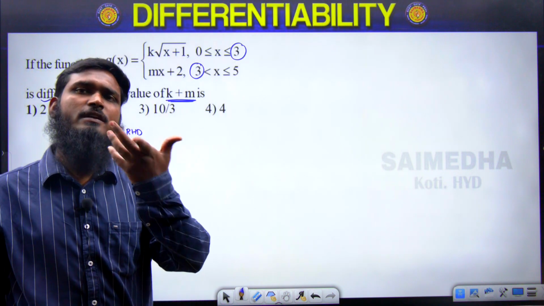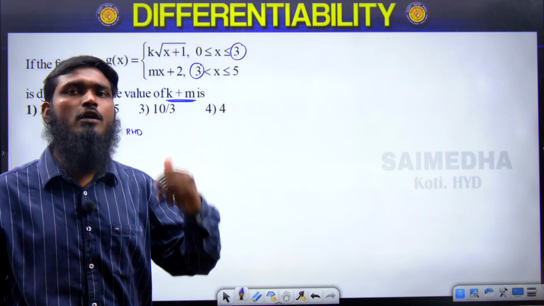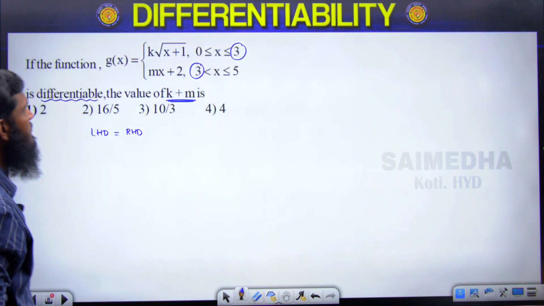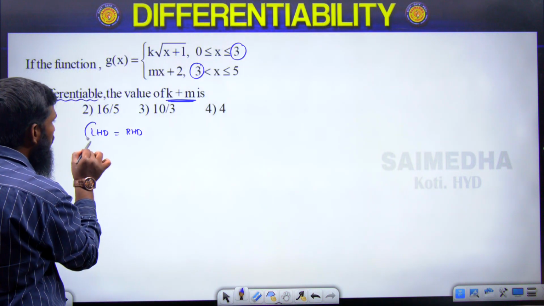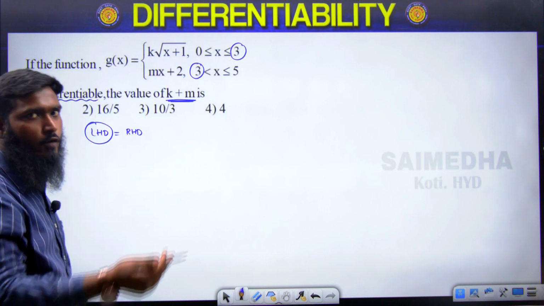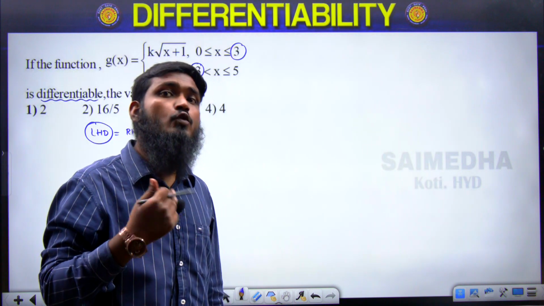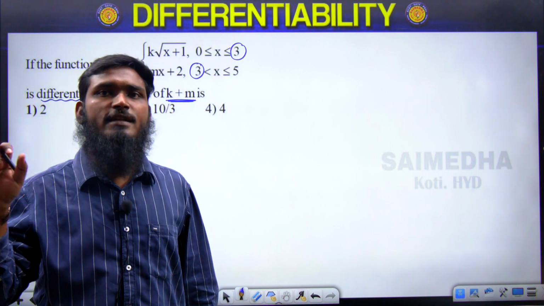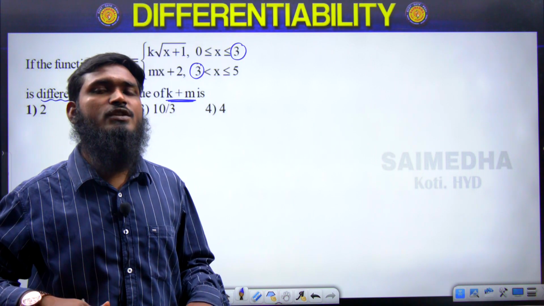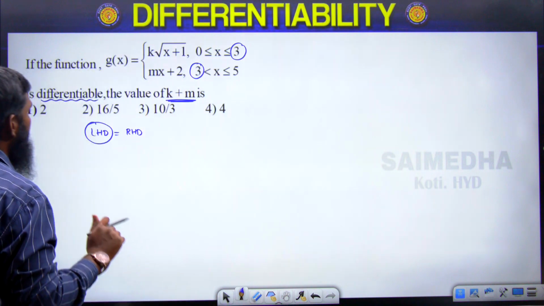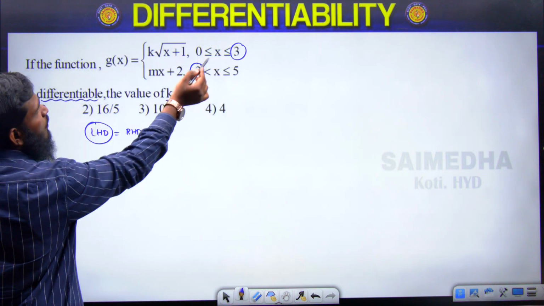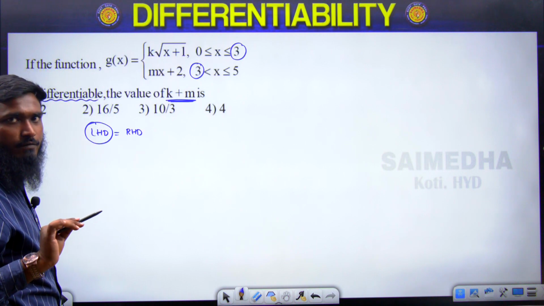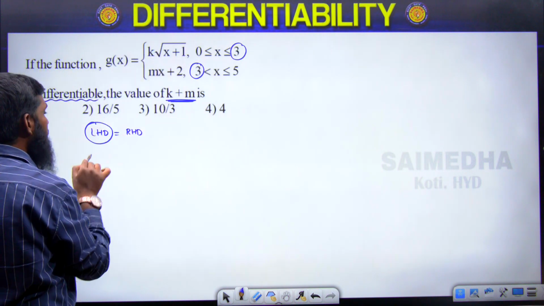Now we have one trick over here. Let us solve this question with the help of a shortcut. By using the shortcut we can solve very easily. For LSD, instead of using the complete formula f of x minus f of a by x minus a, we are not using that formula. Listen carefully: LSD means the left part, and that left part we have to differentiate.